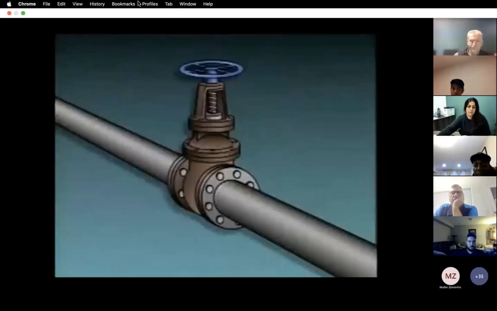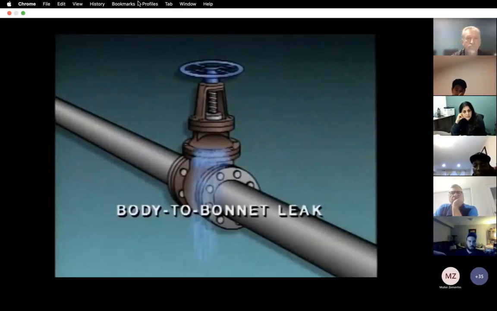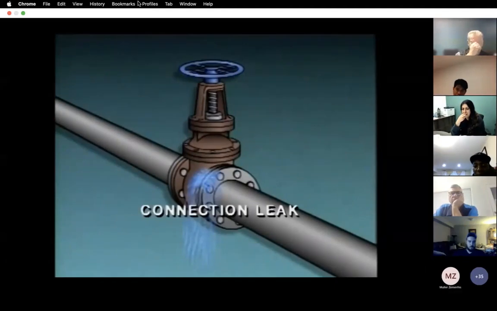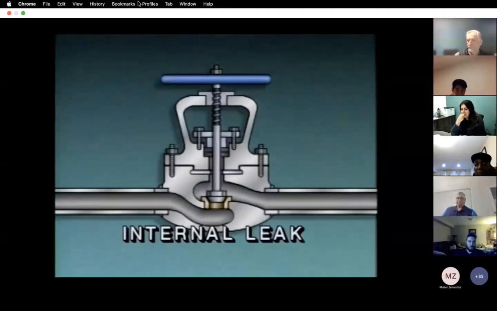The packing is not the only place where a valve may leak. Another place is the joint where the bonnet of the valve attaches to the body. A leak in this area is commonly referred to as a body-to-bonnet leak. Still another place that valves can leak is where the body of the valve attaches to the piping system. On valves with flanges, this leak is commonly called a flange leak. On valves that are attached to piping using methods other than flanged connections, this leak may simply be called a connection leak.